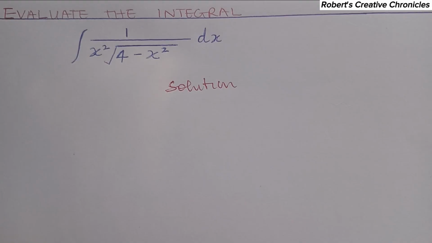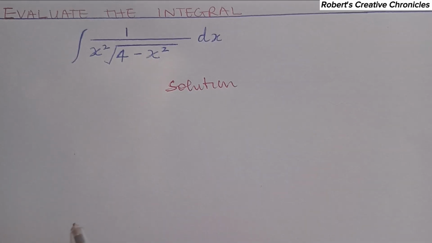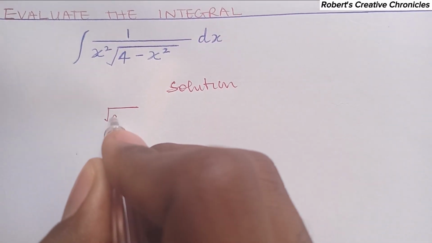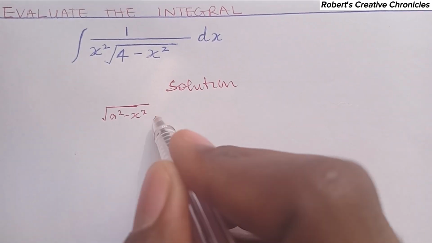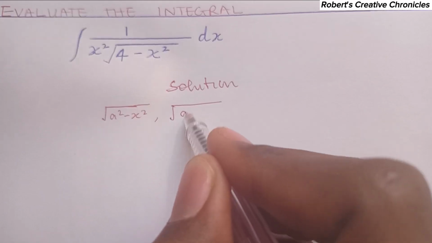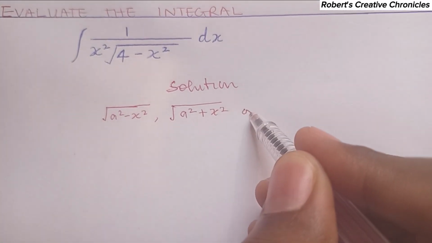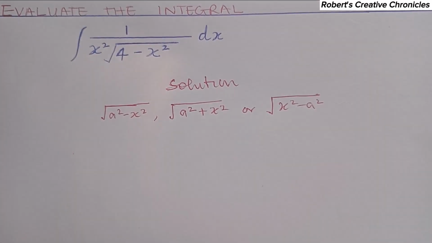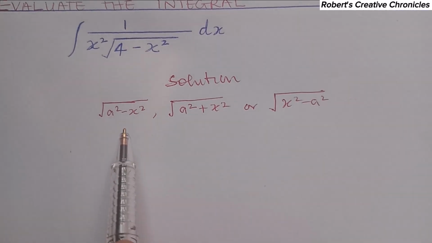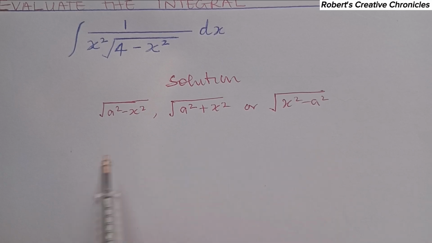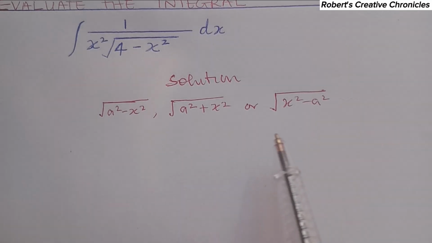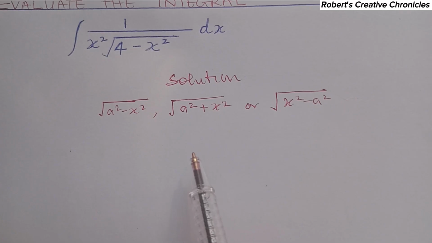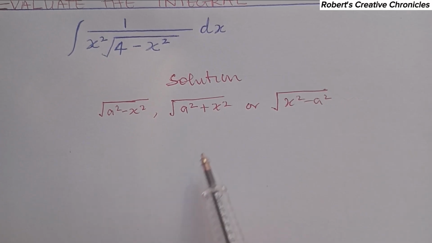Solution. Trigonometric substitution states that when an integral contains any of these forms, root of a squared minus x squared, or root of a squared plus x squared, or root of x squared minus a squared, we can often evaluate the integral by making a substitution involving a trigonometric function. That's why we call it trigonometric substitution.